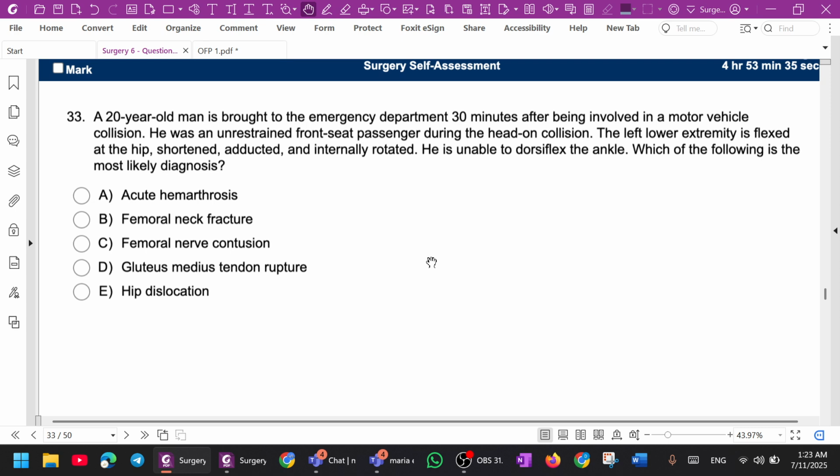A 20-year-old man is brought to the emergency department 30 minutes after being involved in a motor vehicle collision. He was an unrestrained front seat passenger during the head-on collision. The left lower extremity is flexed at the hip, shortened, adducted, and internally rotated. He is unable to dorsiflex the ankle. Which of the following is the most likely diagnosis?